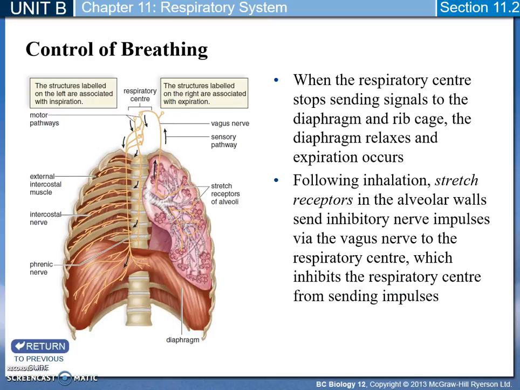When the respiratory center stops sending signals to the diaphragm and the rib cage, the diaphragm relaxes and expiration occurs passively. Following inhalation, stretch receptors in the alveolar walls send inhibitory nerve impulses via the vagus nerve to the respiratory center, which inhibits the respiratory center from sending impulses, and therefore expiration takes place.